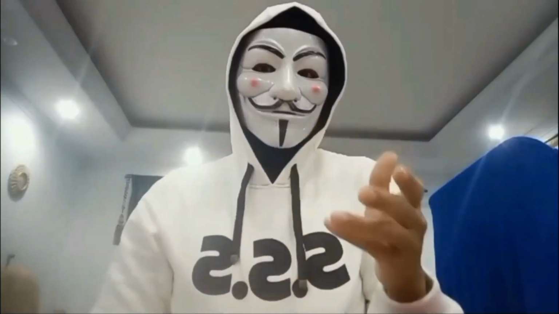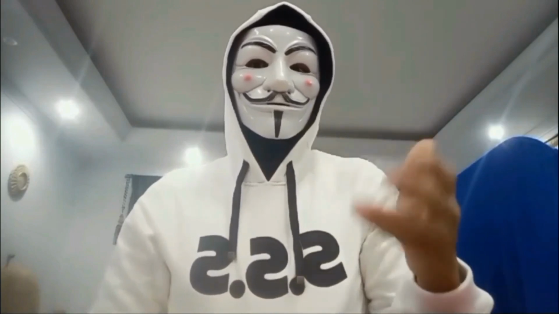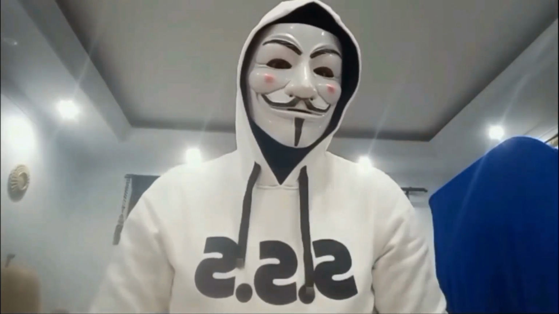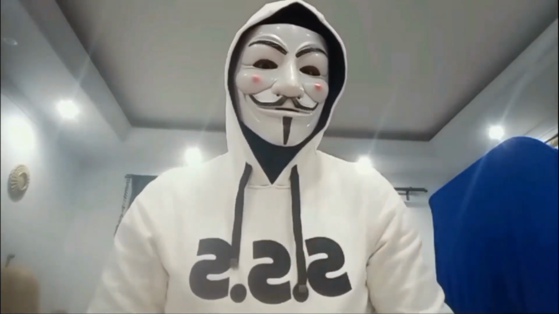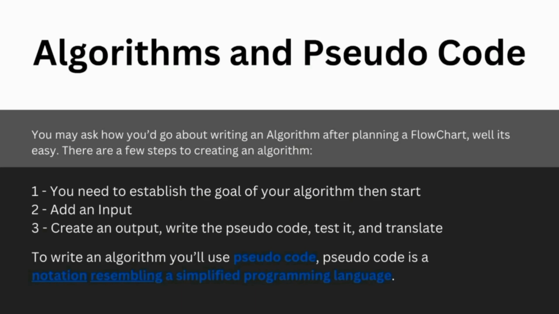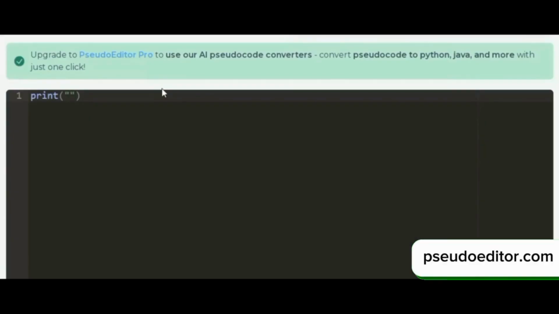After you've made a flowchart, it's time to make it into an actual algorithm. To make it into an actual algorithm, you need to write in pseudocode. Pseudocode represents the algorithm. The first step of creating an algorithm is to establish its goal. Then add an input and output, and when you're done brainstorming, write the actual pseudocode. Then translate it into an actual programming language.